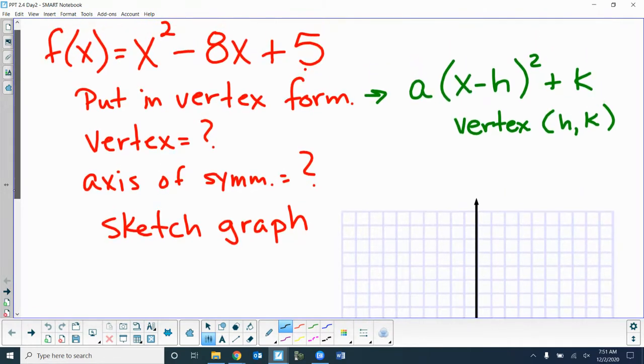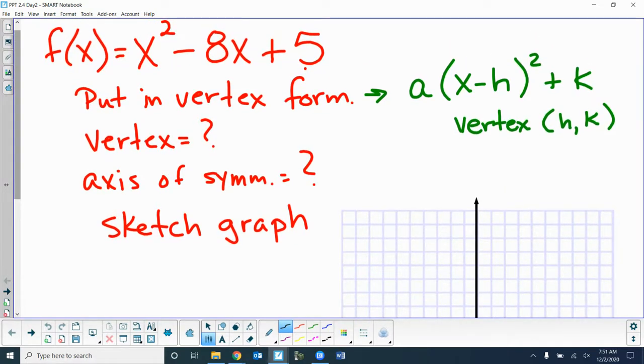So the first thing I would do is find the axis of symmetry. That's the easiest thing to do. So use this formula. X equals negative b over 2a.